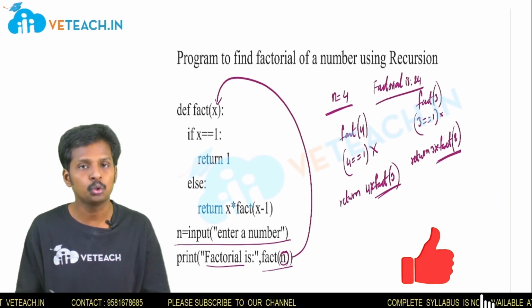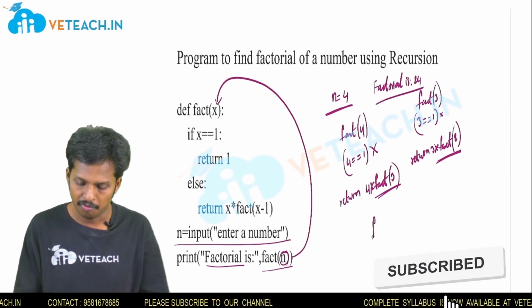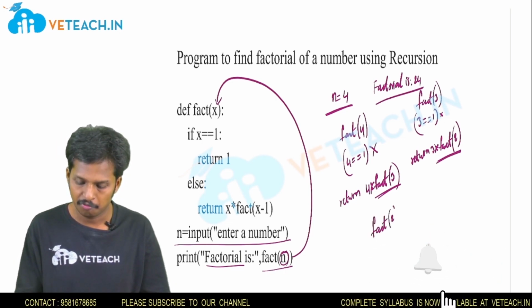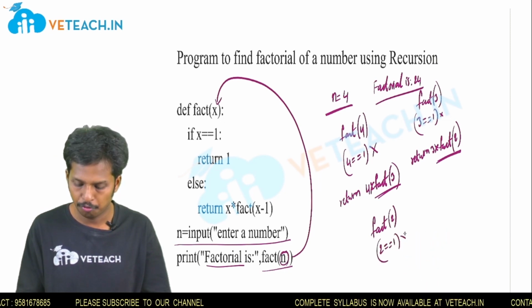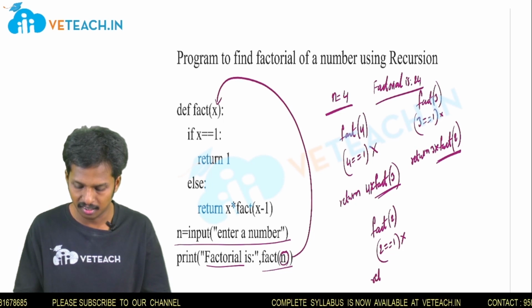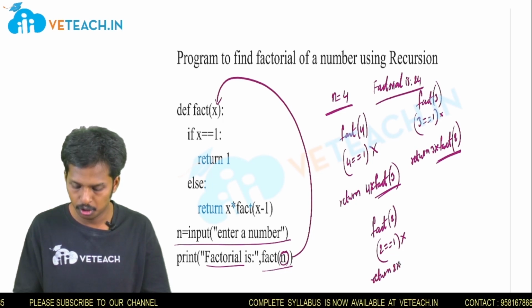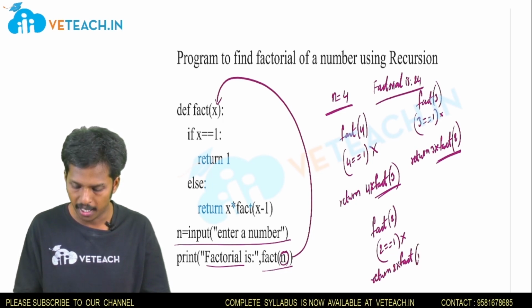Again, this fact of 2 is a function, it's not a value. Fact of 2 gets called. In fact of 2, x is equal to 2. 2 double equal to 1 is false. In this case we are writing return 2 into fact of 1.